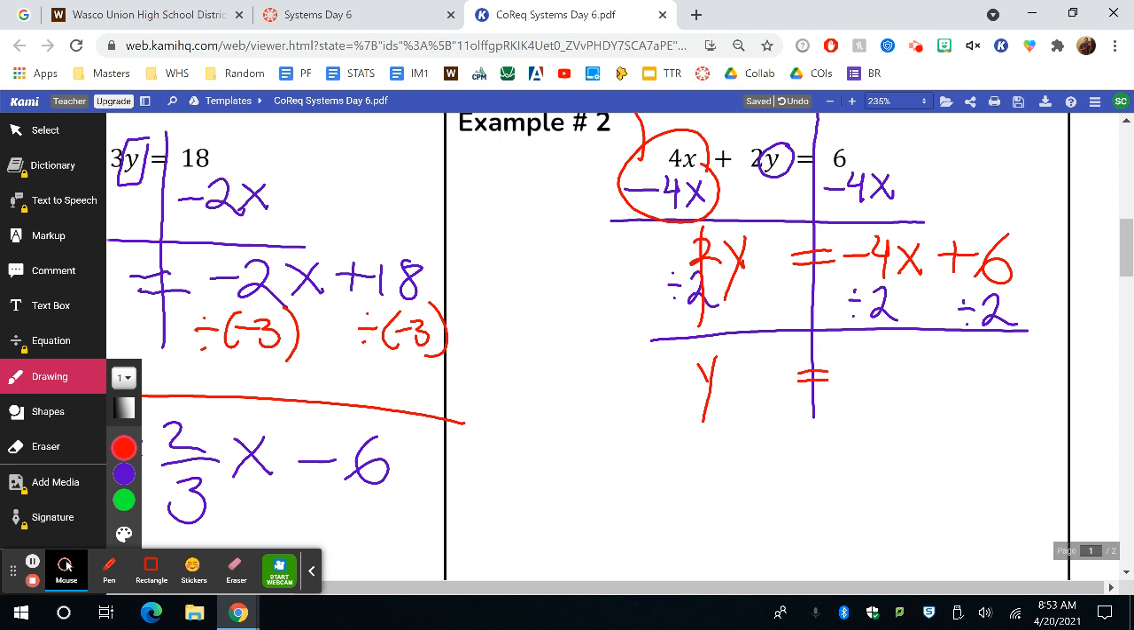y is equal to negative 4 divided by 2, negative 2x, 6 divided by 2 is 3. And that is my equation in slope-intercept form. So we went from standard form to slope-intercept.